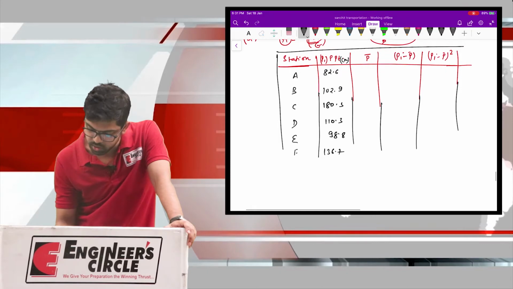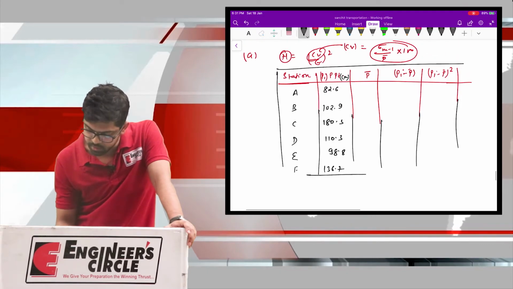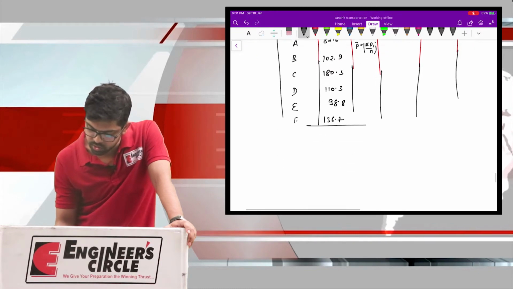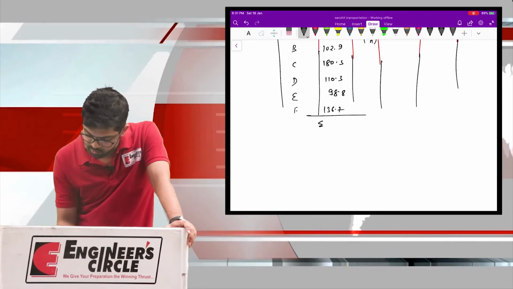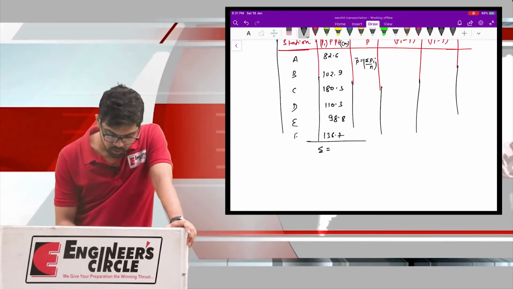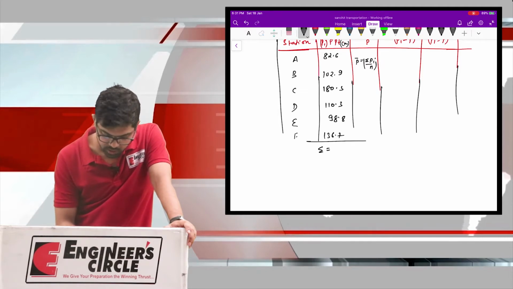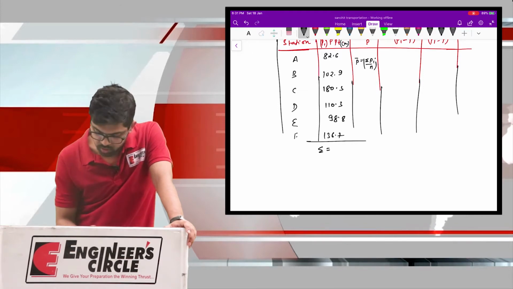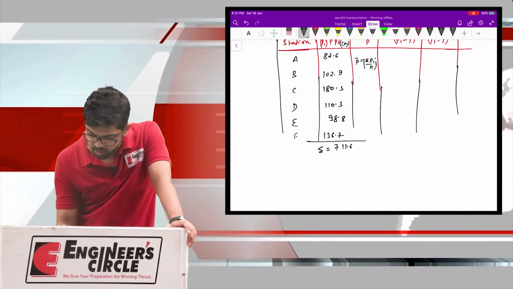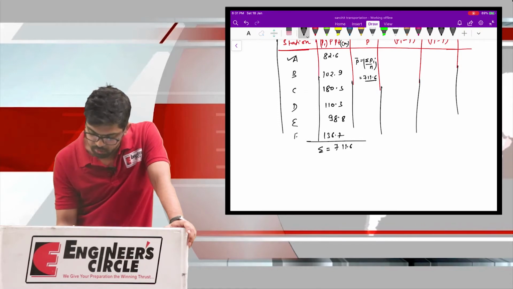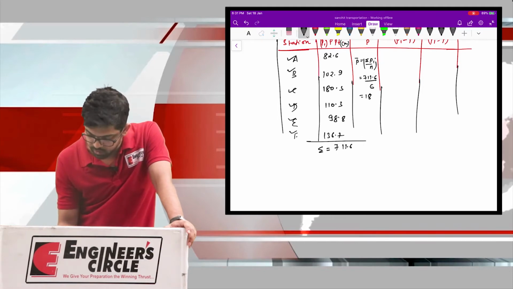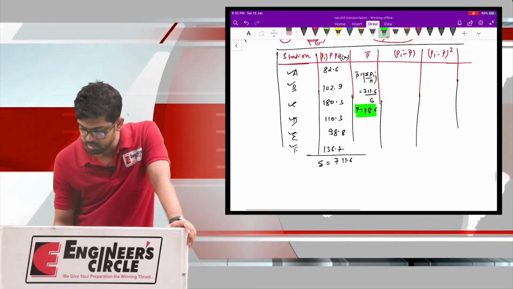Now, to calculate p bar, p bar is equal to the summation of pi upon the total number of observations. So I sum up these values: 82.6 plus 102.9 plus 180.3 plus 110.3 plus 98.8 plus 136.7. The result is 711.6. Dividing by the total number of observations, 6, the result is 118.6 centimeters. So this is your p bar value, the average precipitation.